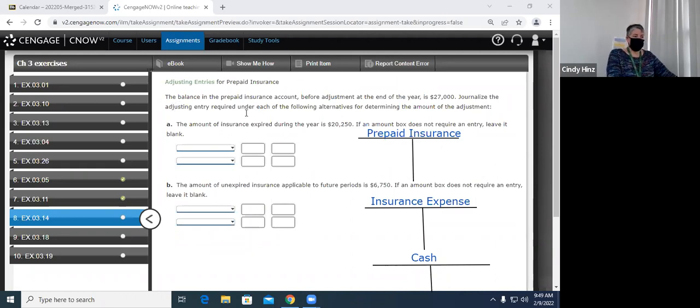This exercise says the balance in the prepaid insurance account before adjustment at the end of the year is $27,000. I want to start one step before that. How did it get to be $27,000? The way that would happen is because we paid in advance for our insurance. And that entry would look like this: debit to prepaid insurance, credit to cash. We don't immediately debit the insurance expense because this insurance policy isn't just for this month or this accounting period. It's going to benefit us over multiple accounting periods.